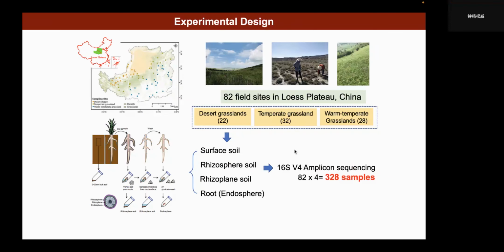To address this issue, we analyzed the bacterial community in the soil root continuum, surveyed at 82 field sites from warm-temperate grasslands to desert grasslands of the semi-arid and arid Loess Plateau, China. That is well known for its thick loess and severe soil erosion. For each sample site, we separated rhizosphere soil and rhizoplane soil, and also collected root samples of the dominant plant species, and did the 16S amplicon sequencing.